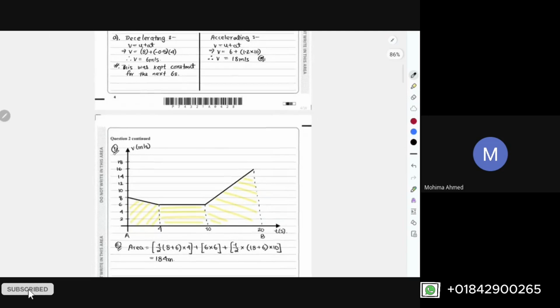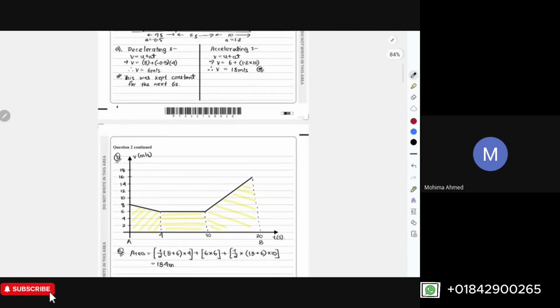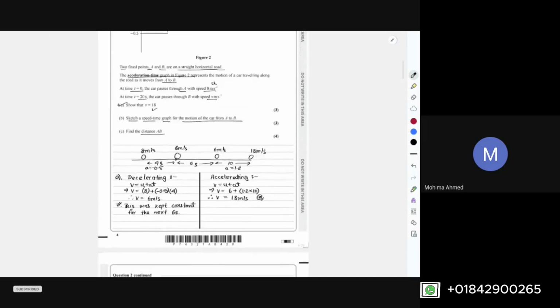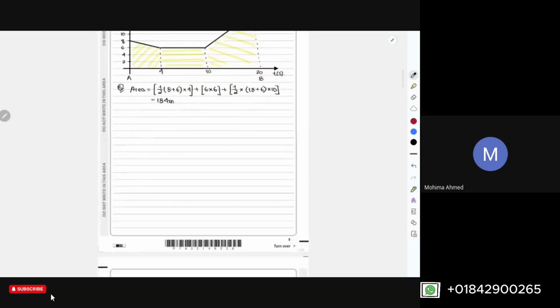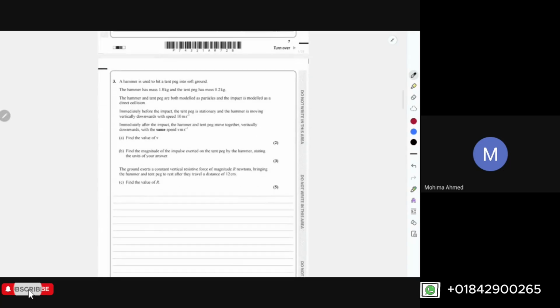Any problem from this part? Only part A was a little tricky. B and C were quite regular, right? Any question from this question 2? No, teacher. Okay, then if there is no problem, we are done with question 2 also. We will move on to question 3 quickly.